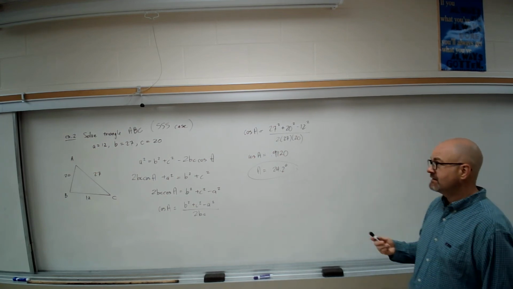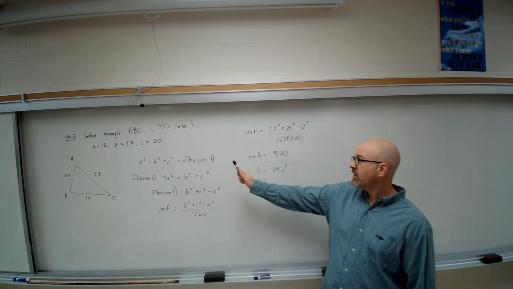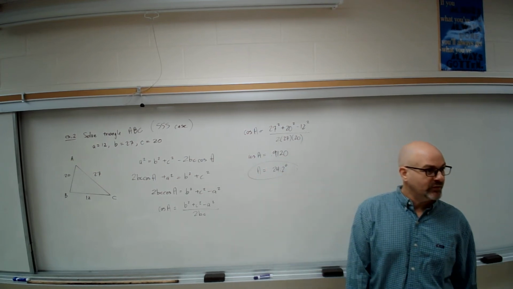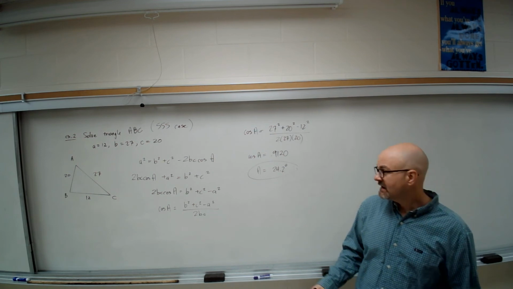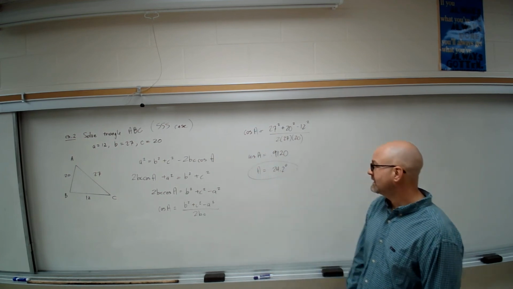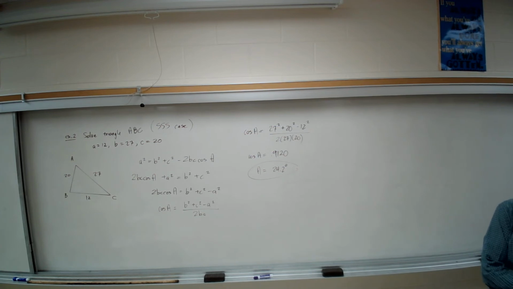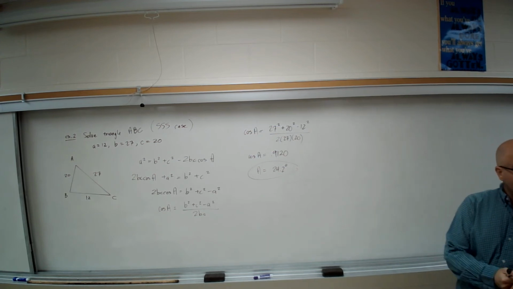So again, if you want to try to just plug it in right here and then rearrange it, you should still get 24.2 degrees. But this seems to be the way that tends to help the most people. So at this point we have one angle, so now we have an angle-side pair, correct?